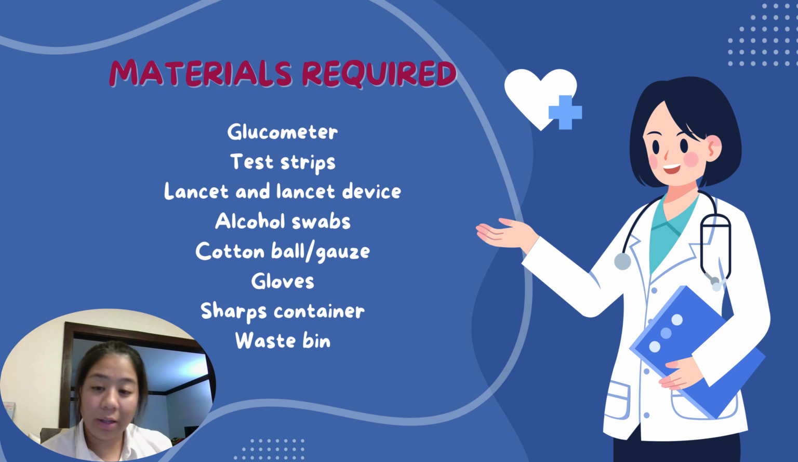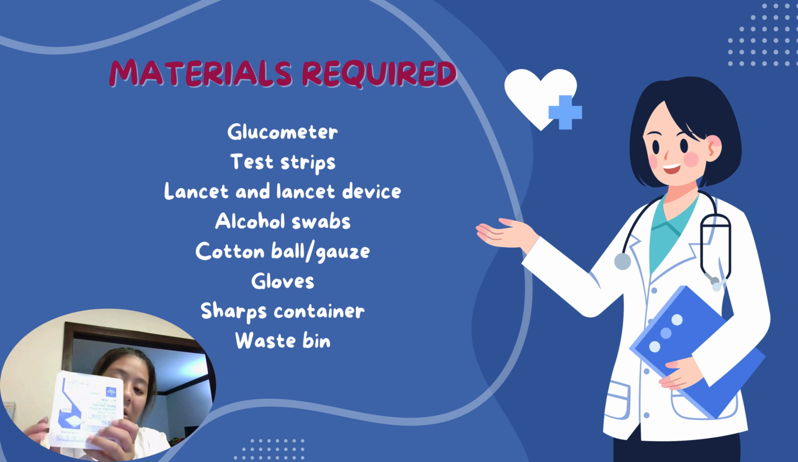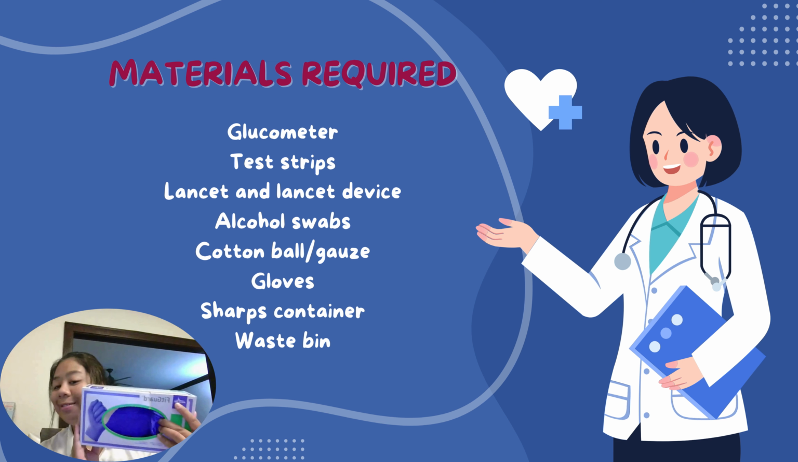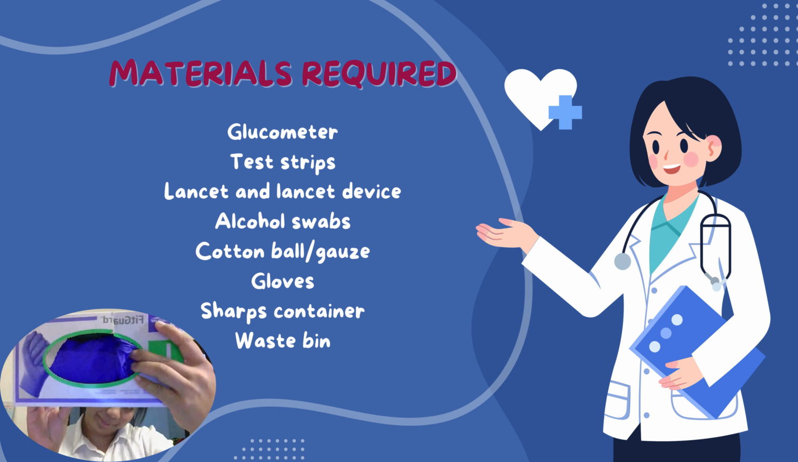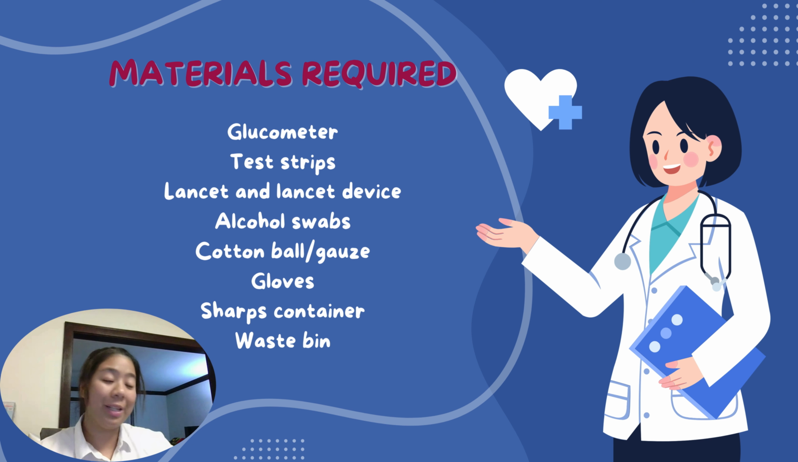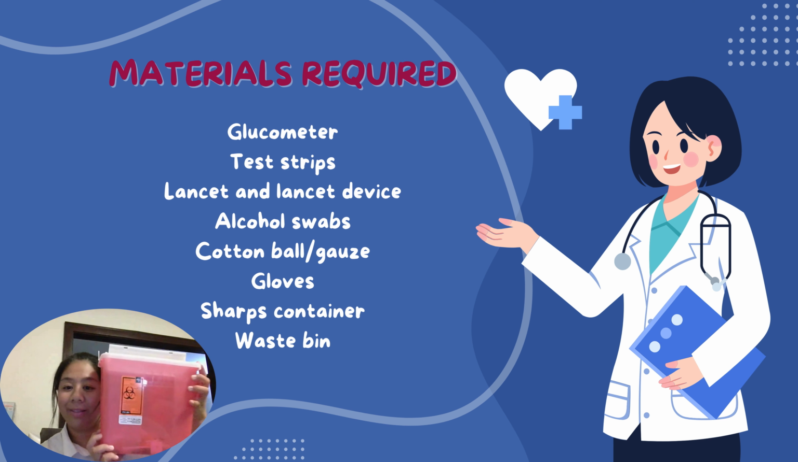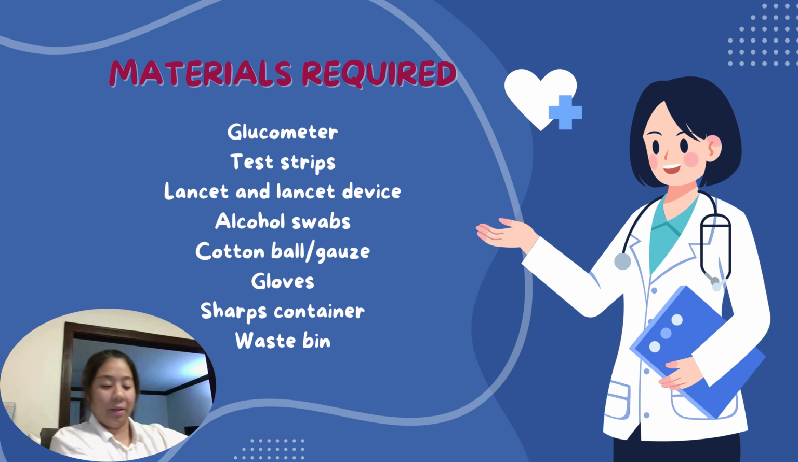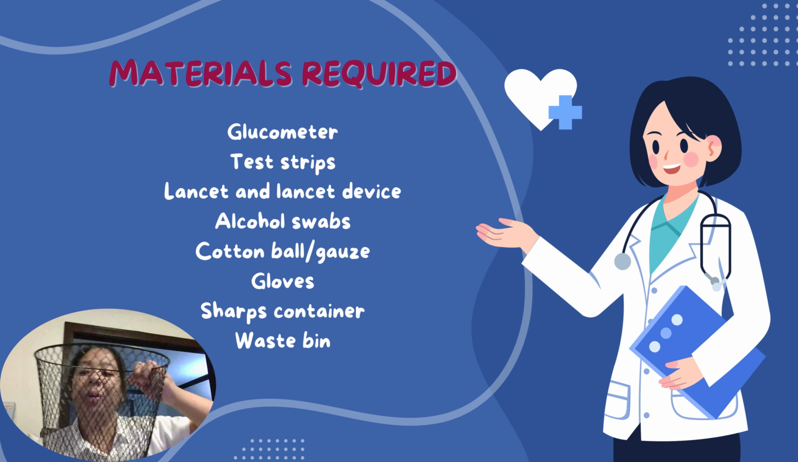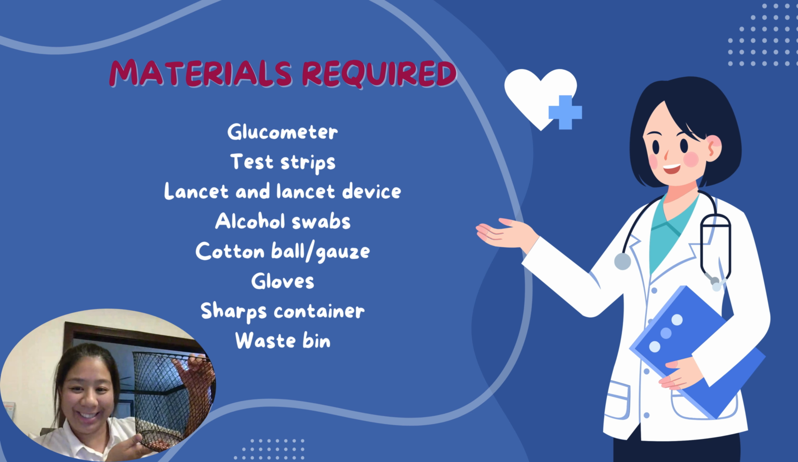Then next is the alcohol swabs, cotton ball or gauze, gloves, sharp container. Of course, I have a big one here, sharp container, and waste bin for our regular waste.